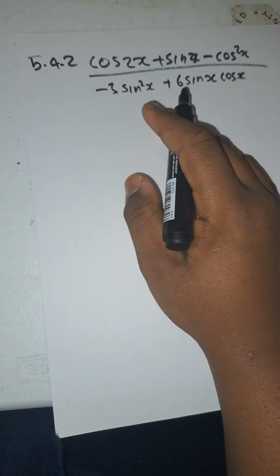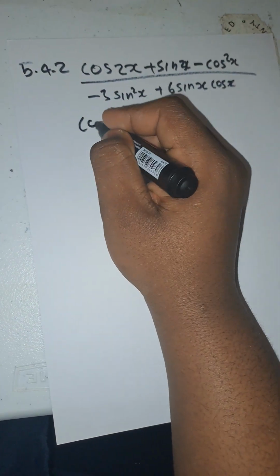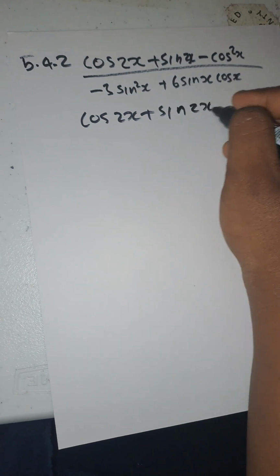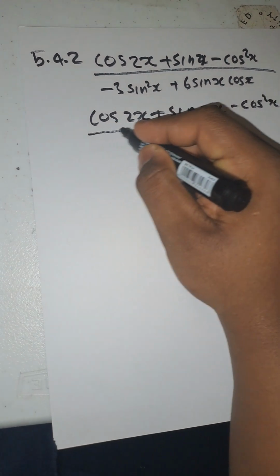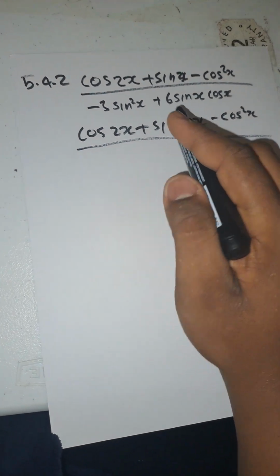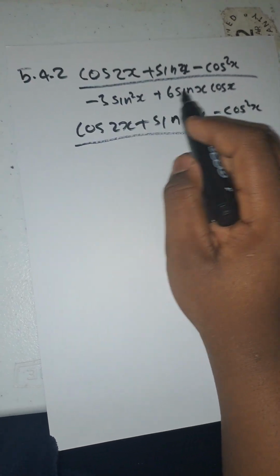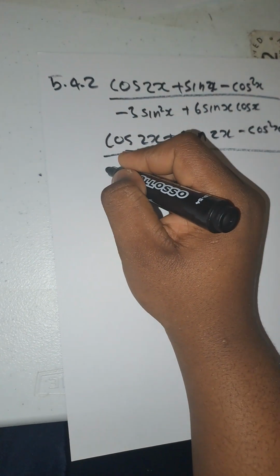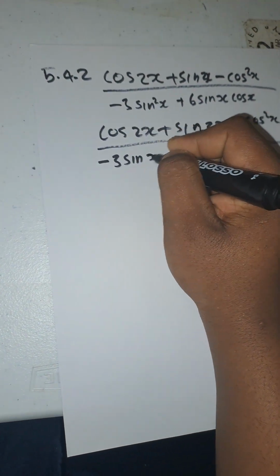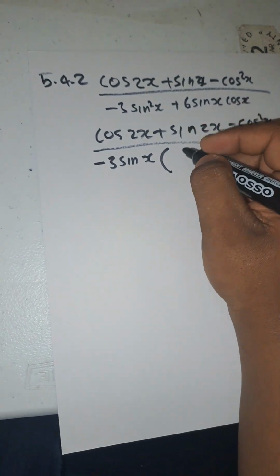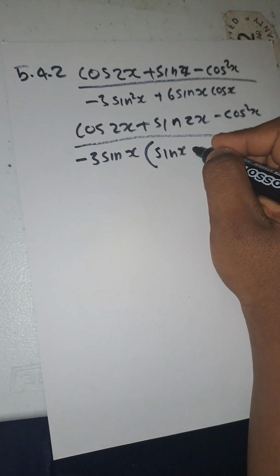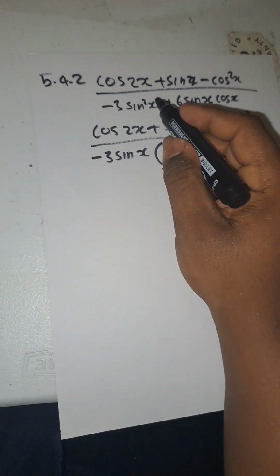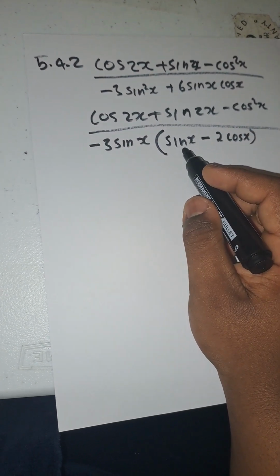I want to tell you something. In the denominator, I can factor out sin x. Since I have sin x as the common one, at the same time minus 3 is common, so I can factor out minus 3 sin x. So it will be minus 3 sin x, open bracket. What am I left with? Sin x minus 2 cos x. You see? Because it is squared, I'm going to be left with 1 sin x.